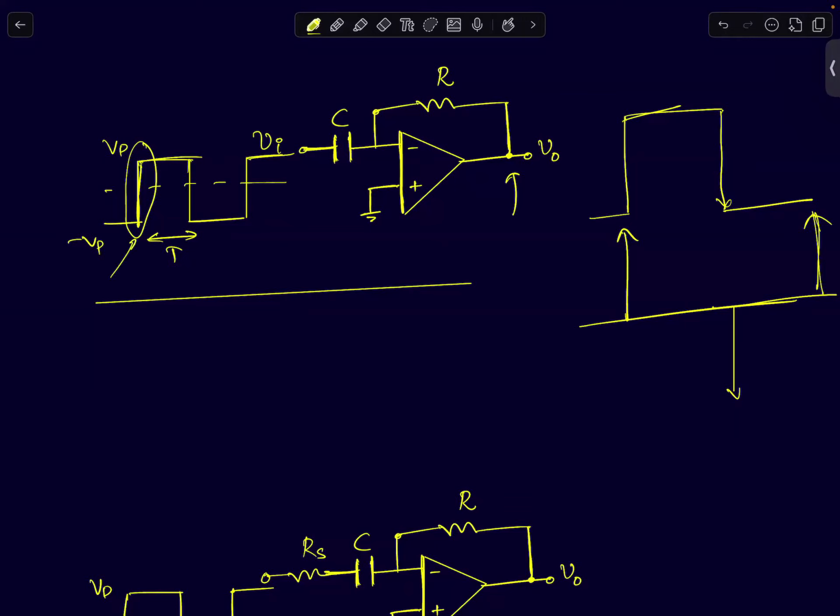Let's say I give you something like this. If your pulse signal, instead of being a sudden step, goes like this. See, all practical pulse signals will have some finite rise and fall times. So if I assume finite rise and fall times, what do you expect the waveforms to look like?